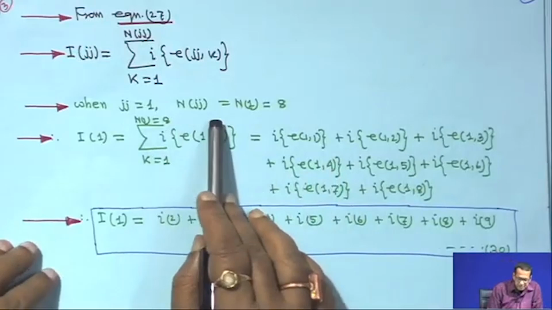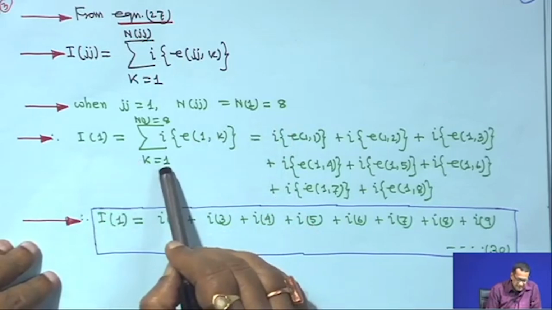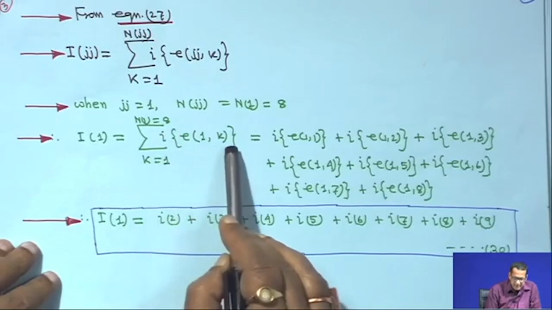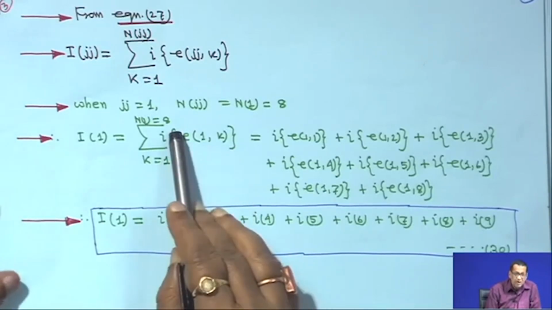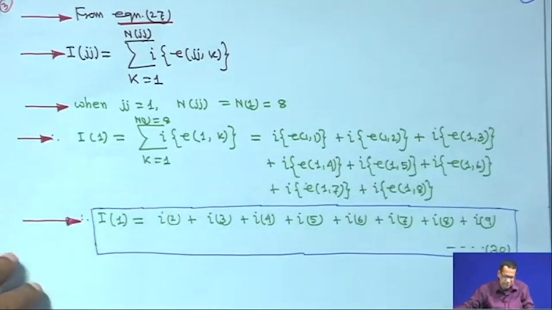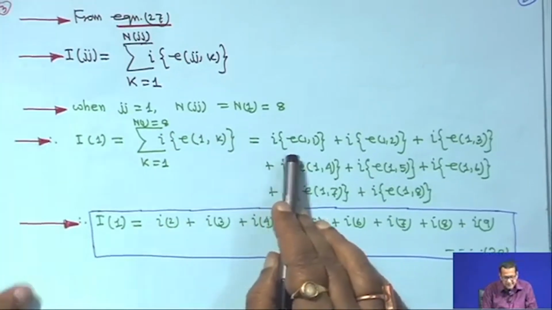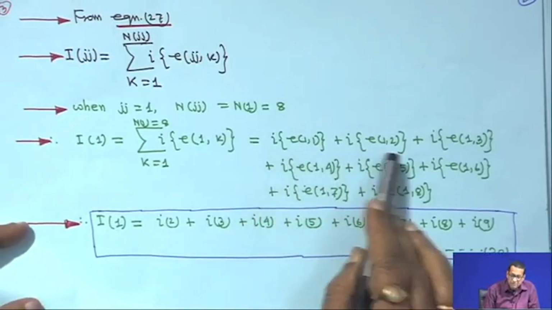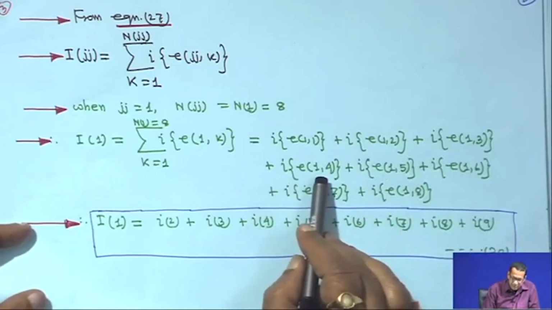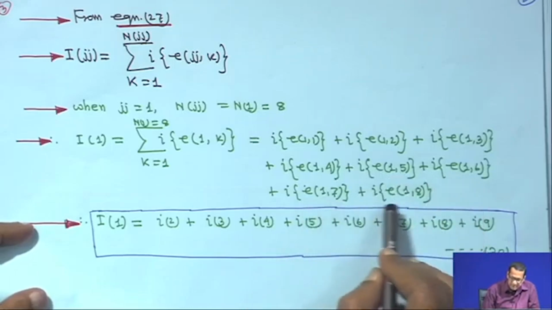Therefore, jj is equal to 1 and n1 is equal to 8. Therefore, I1, that is the branch current through branch 1, is the sum over k equal to 1 to n1, that is k equal to 1 to 8, of I in bracket E1,k. So, k will vary from 1 to 8, right. I have made the details such that it will be easy for you to understand. Now, you expand this: k equal to 1 to 8, it will be I of E1,1 plus I of E1,2 plus I of E1,3 plus I of E1,4 plus I of E1,5 plus I of E1,6 plus I of E1,7 plus I of E1,8.